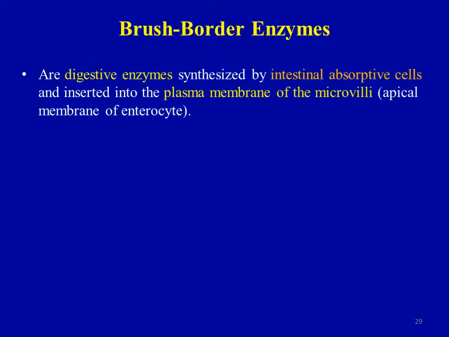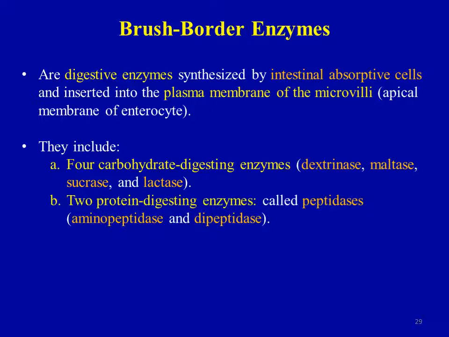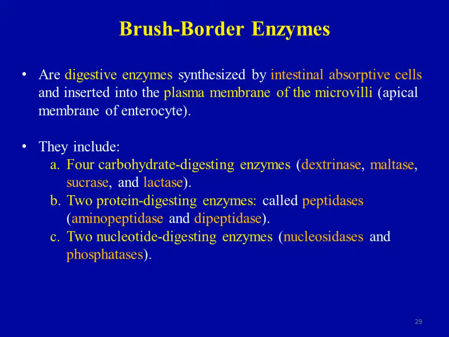Brush border enzymes are digestive enzymes synthesized by intestinal absorptive cells and inserted into the plasma membrane of the microvilli, which is the apical membrane of the absorptive enterocytes. They include four carbohydrate digesting enzymes: dextrinase, maltase, saccharase, and lactase; two protein digesting enzymes called peptidases, and these are aminopeptidase and dipeptidase; and two nucleotide digesting enzymes, and these are nucleosidases and phosphatases.